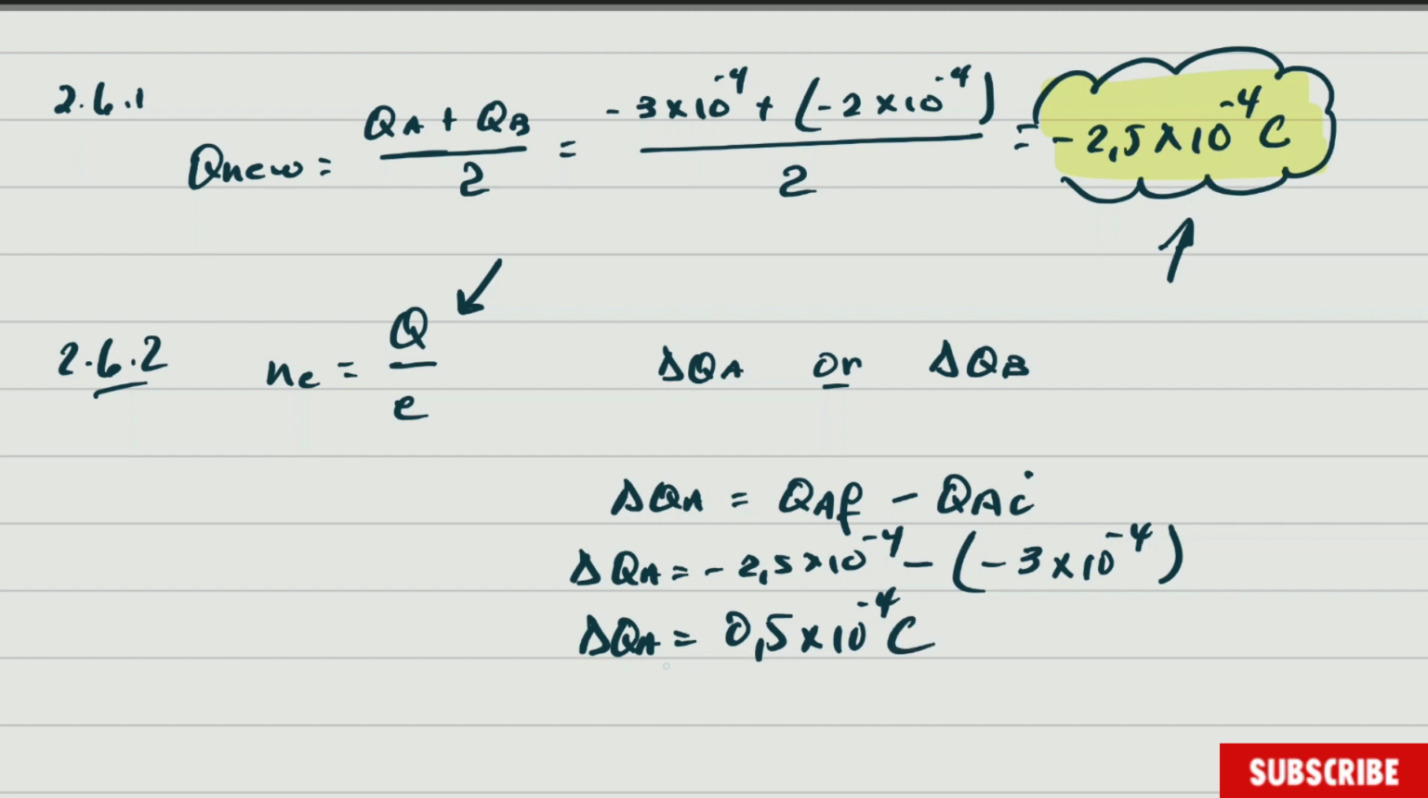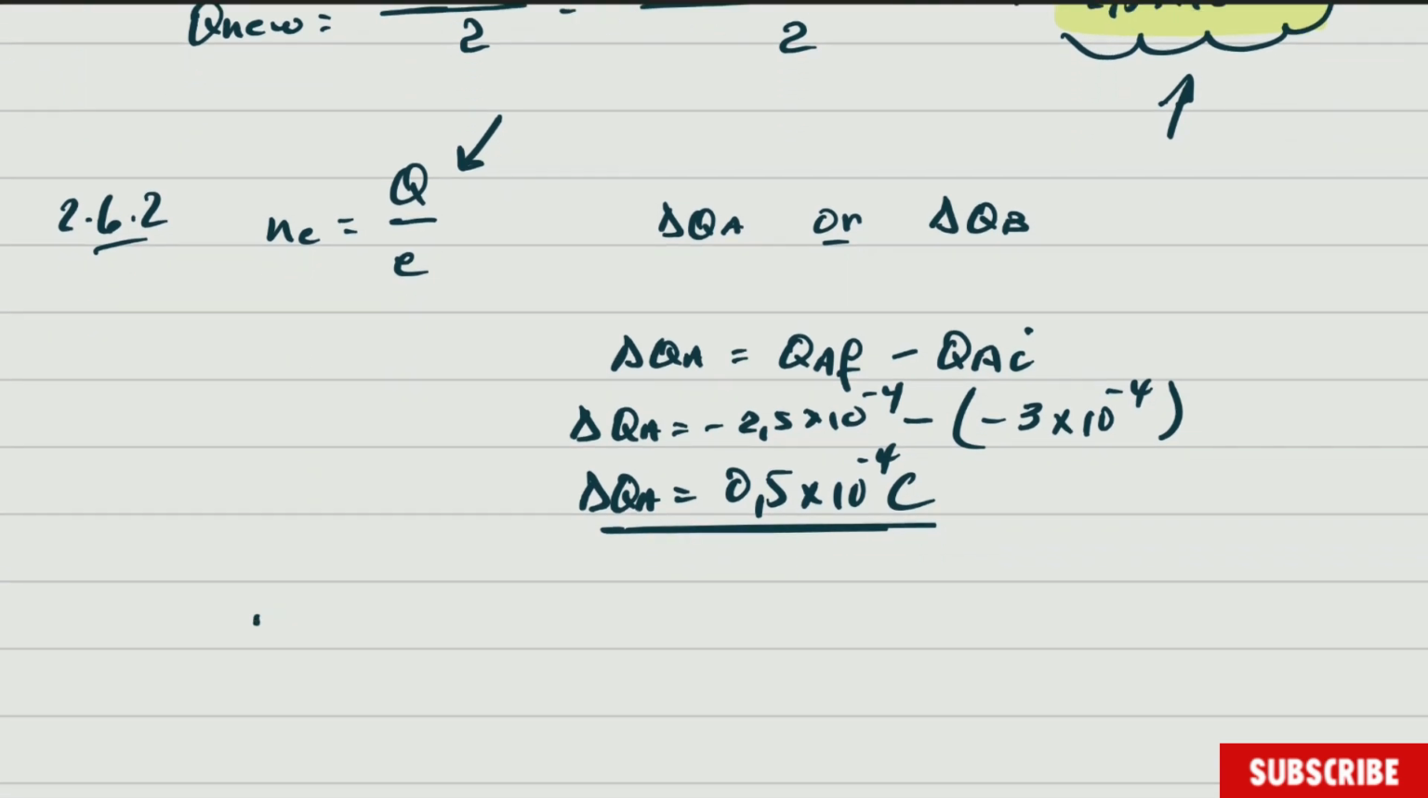It means the change that A had was 0.5 times 10 to the minus 4 coulombs. Therefore, if A loses electrons, its charge will decrease by this amount, and B will increase by that amount. So when we calculate the number of electrons, we are going to use the change in charge, but the negative one. It would be for B.